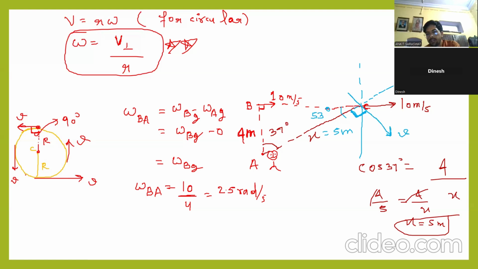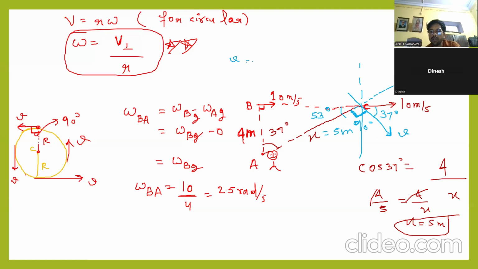So I need to find this. Please tell me, if this is 53 and this is 90, how much is this? Total angle is 180 degrees. It will be how much? 37. Clear? 90 plus 53 is 143. 180 minus 143 is 37. So the component will be here.